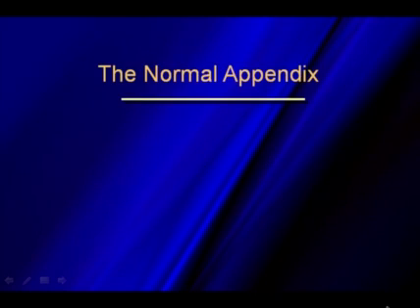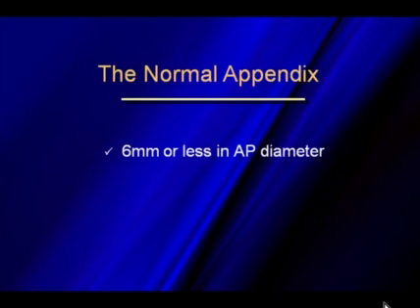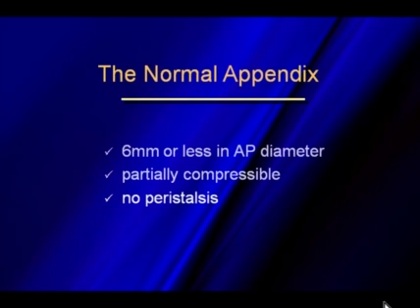the normal appendix. Looking at the normal appendix, it should be 6 millimeters or less in AP diameter, and that's measuring an anterior to posterior diameter. We'll show an example of this in a second. It should be partially compressible, so in using graded compression with the transducer, you should see that the appendix will compress somewhat. You will not see peristalsis inside the appendix.